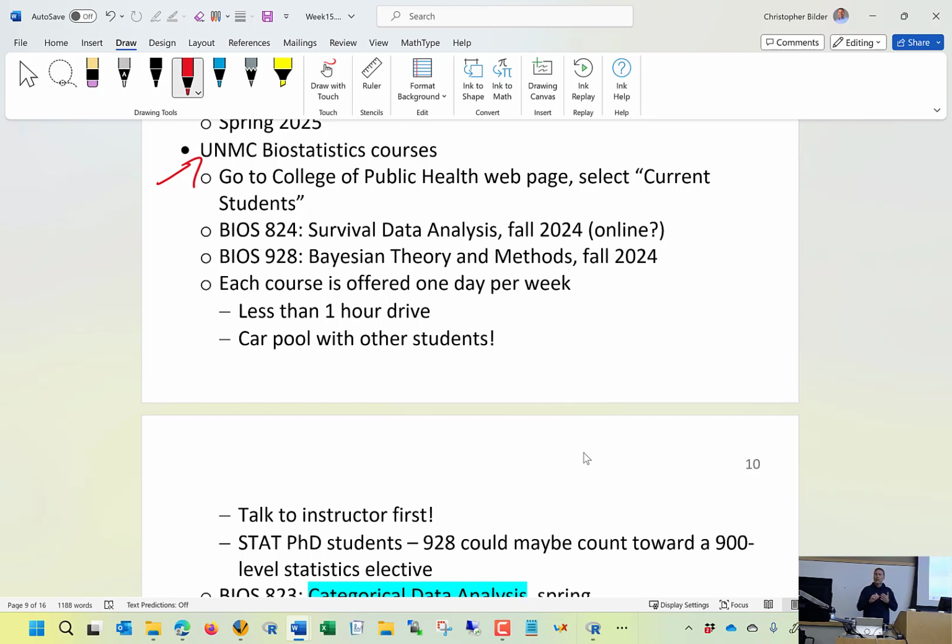So there are a number of good courses in the Department of Biostatistics in the College of Public Health at UNMC. In particular, one that I often recommend to students is their survival data analysis course. I got my PhD in statistics. My department had a survival course that I took, and this was actually one of my most favorite courses that I ever took. It really helped me understand what a likelihood function represents.